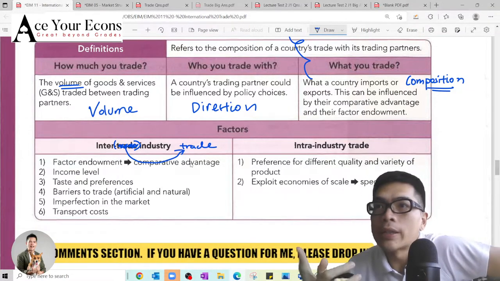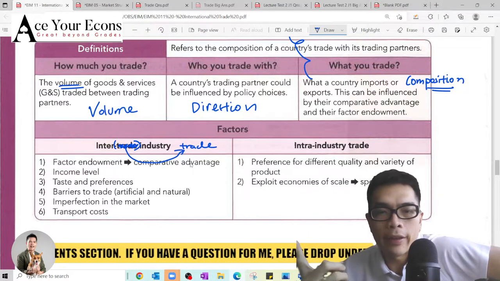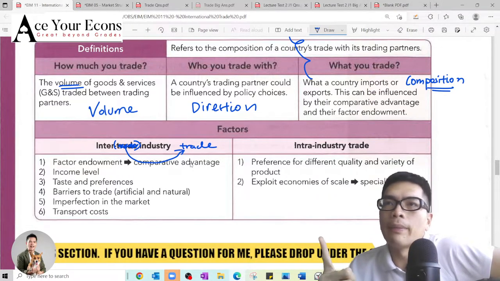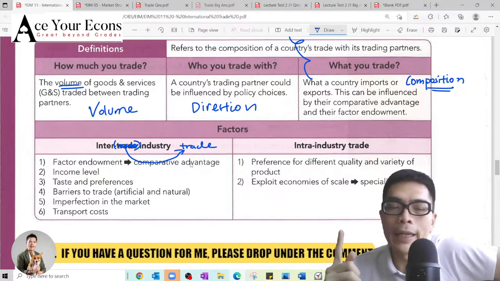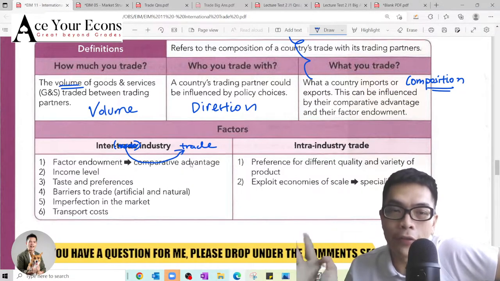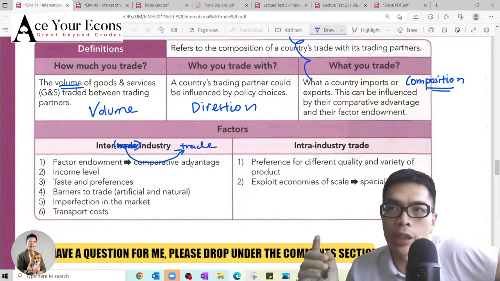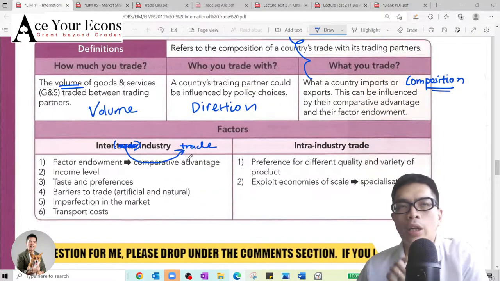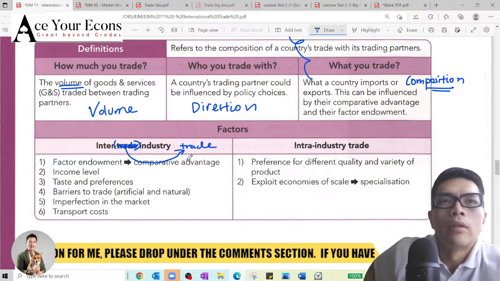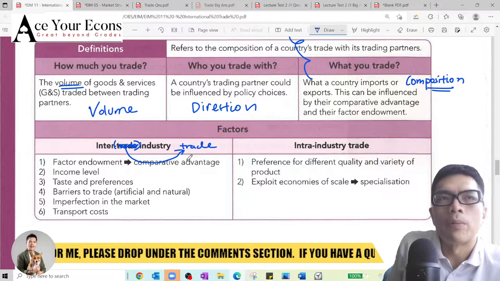Some of the students tell me they are not sure about the factors. So now I give you all the factors here, but you need to know how to use them. So what are they? First of all, we need to differentiate between inter-industry and intra-industry. What's the difference between them? What does inter and intra-industry tell us about? How can we differentiate the both of them?